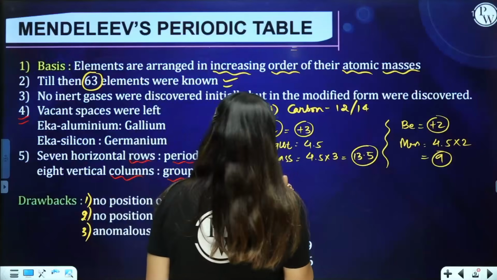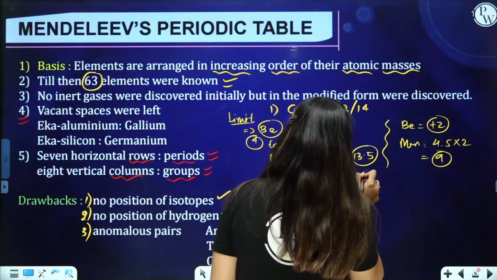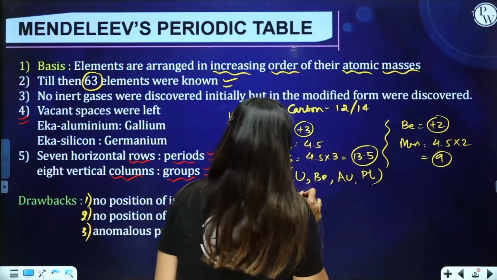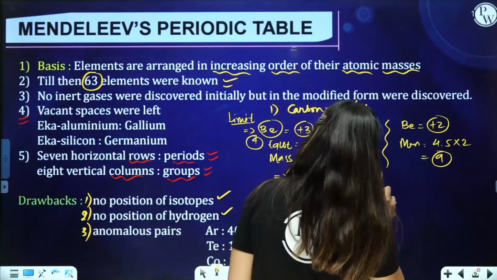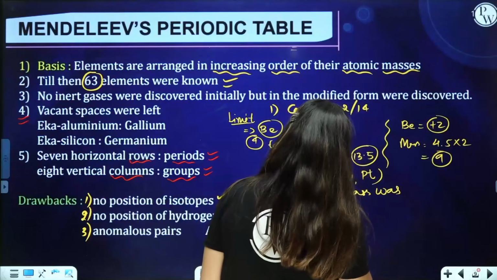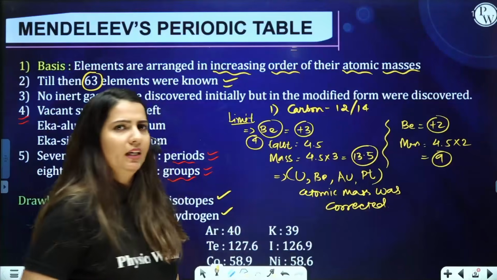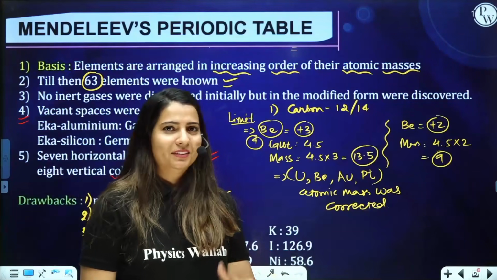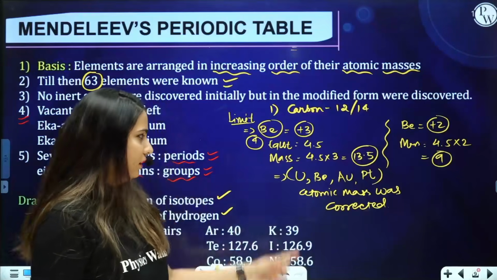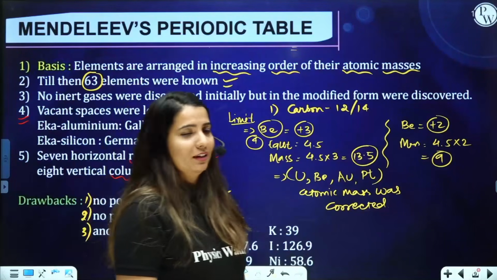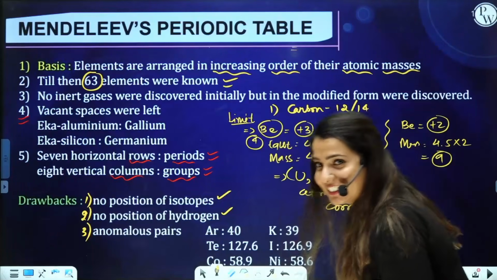I will write the cases: uranium, beryllium, even gold, even platinum. For all these elements, the atomic mass was corrected. So remember these elements well. I have explained beryllium, you can remember the rest. This will not be asked in NEET, but in JEE it can be asked. From an examination point of view, NEET is not important, but JEE is important. The NEET students can leave this.